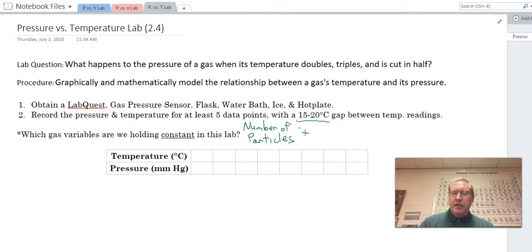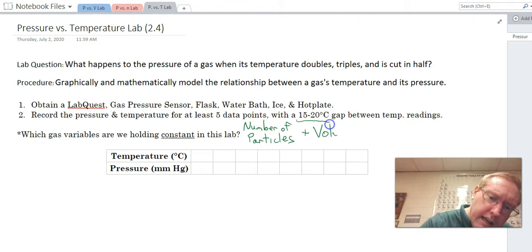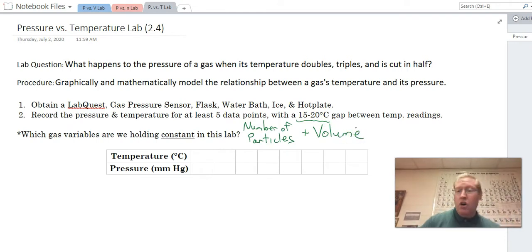Well, if you think for a minute back to why we used a syringe in that first lab, we used the syringe with the plunger so that we could change volume, right? But this time, I don't have a syringe. The size of that flask is not going to change. It's one size. It's never going to get bigger or smaller. So that tells me that the volume of my gas is always going to be the same.